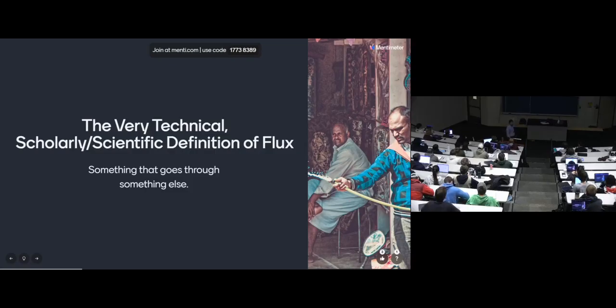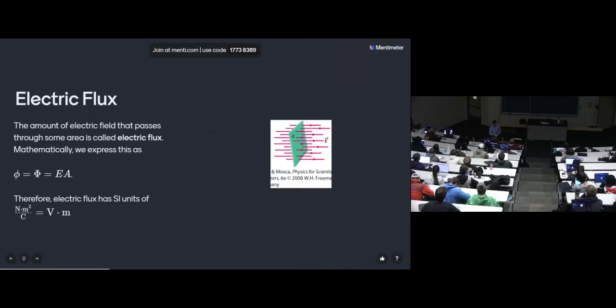Until you move the hula hoop away, and you still have water coming out of the hose pipe, but now it's not passing through the hula hoop. There's now zero water flux through the hula hoop, but it is still passing through the hose pipe. So we're going to extend that idea to, okay, if we have an electric field, how much electric field passes through some arbitrary area is going to be electric flux.